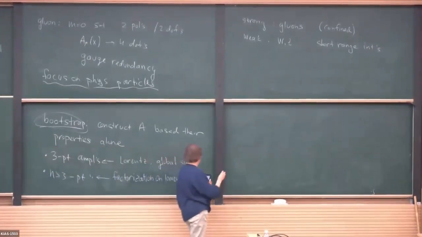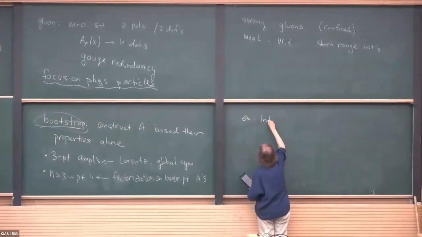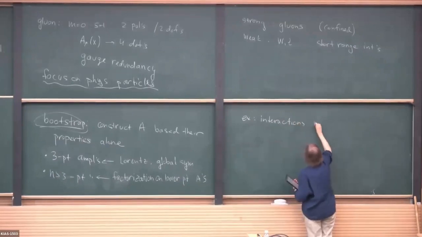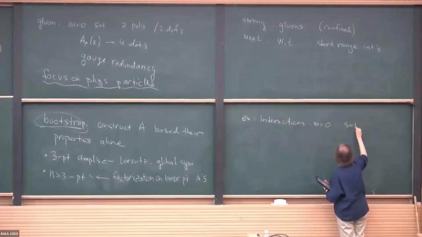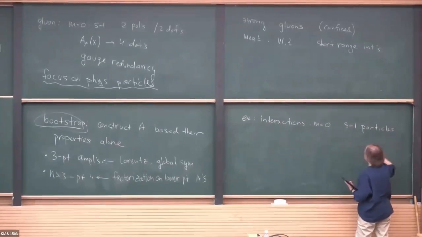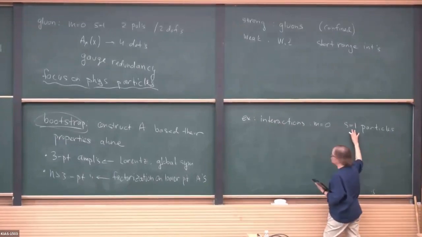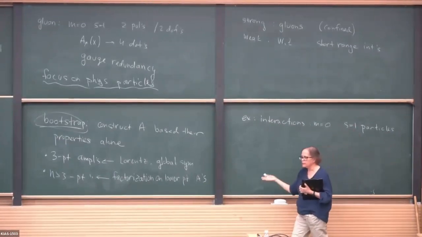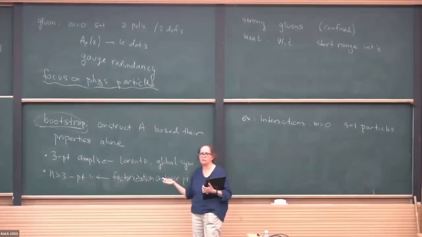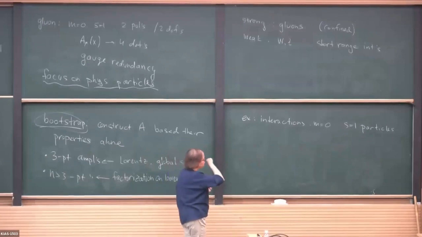So let's look at the interactions of massless spin 1 particles. And of course, the interactions of spin 1 massless particles are the things that we have at the basis of gauge theories. Okay, so this is sort of where we want to go.